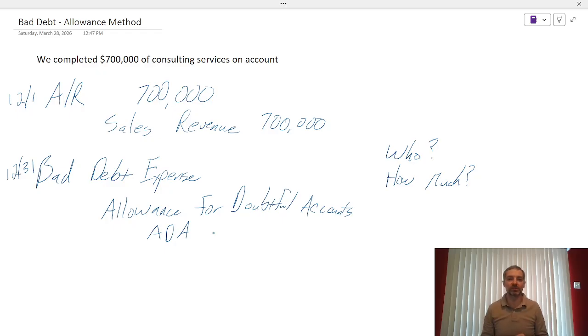It's the same with the allowance for doubtful accounts. This is a contra asset to accounts receivable. It is a negative receivable, and it always belongs with the accounts receivable. You can't have one without the other. All right, this is also a holding account until we know exactly who's not paying us. This is going to hold our guess of how much is not going to be paid. So we don't know who, so we're going to put it in the allowance for doubtful accounts. And the how much is, well, at this point we have to guess.